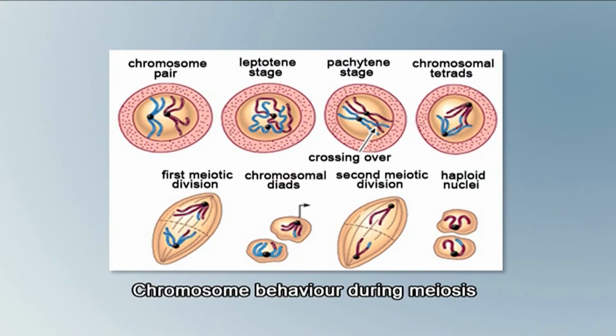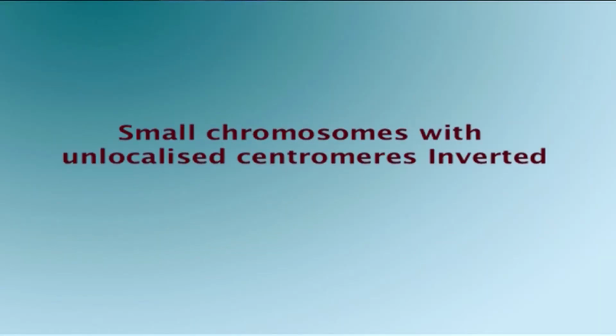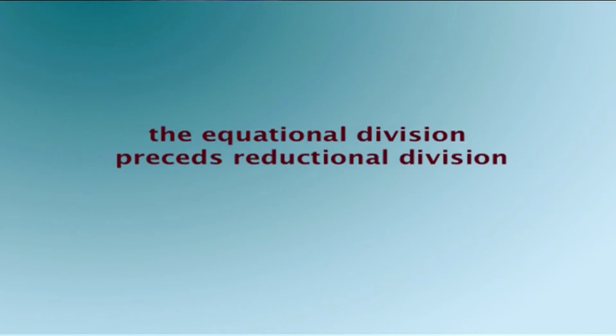Now, the behavior of chromosomes at meiosis. The study of chromosome pairing is one of the major means of investigation in cytogenetics, the study of the role of the chromosomes in heredity. Some taxonomic information can be gained from the study of the mechanisms of meiosis itself. For example, meiosis in some Juncaceae and Cyperaceae, which have small chromosomes with unlocalized centromeres, is considered to be inverted. That is, equational division precedes the reductional division.